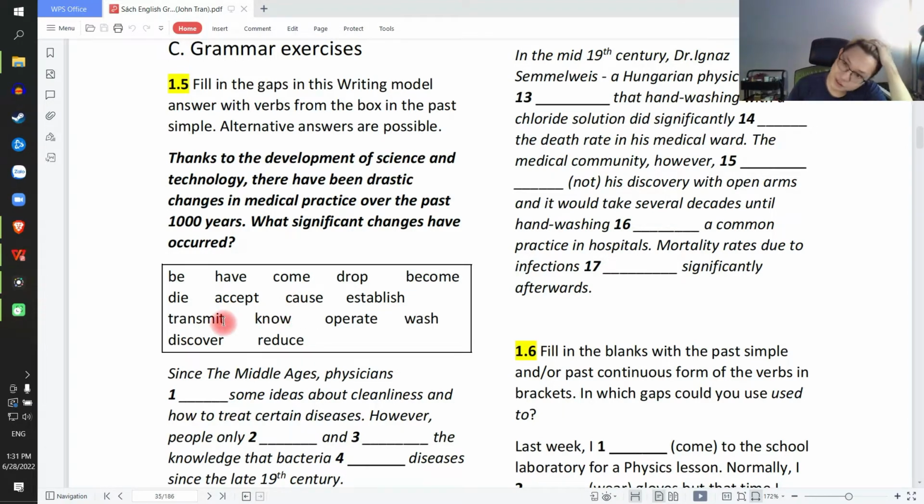So transmit can be transmit diseases, transmit signals. Operate can mean to function, to work. It can also mean to open up the human body to operate.